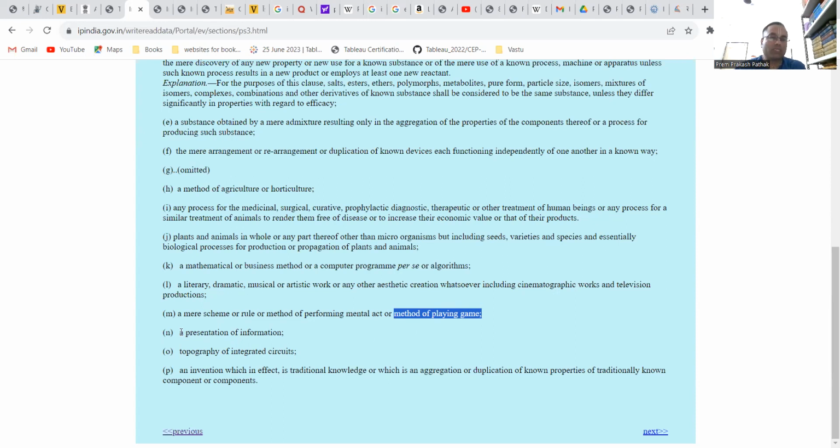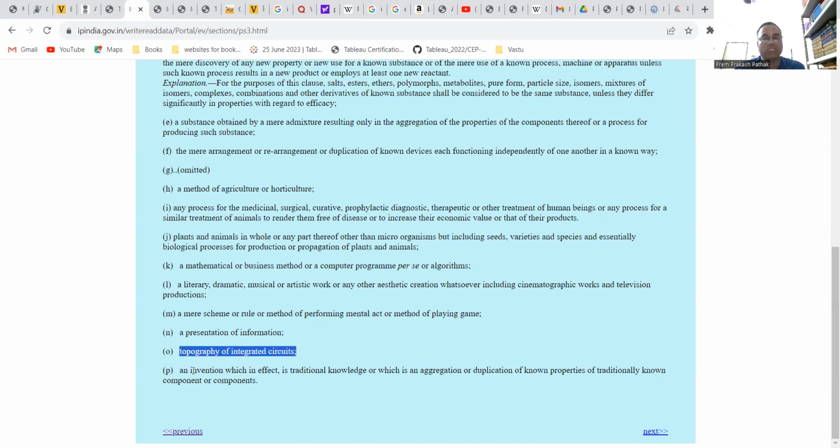And N means presentation of information. So you can memorize it that way. Some way you need to make a connection with the words and memorize them. So N means information, presentation of information. So if you make a PPT or a slide or any PowerPoint or Excel sheets or a dashboard, those are also not patentable. And O, topography of integrated circuits. If integrated circuits are there, and you want to patent the topography of the integrated circuits, these are also not patentable.